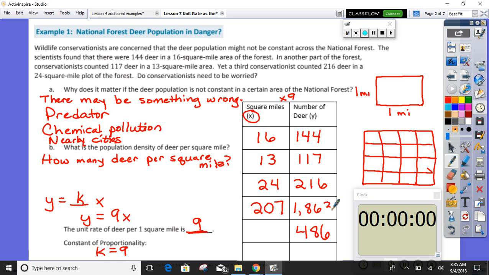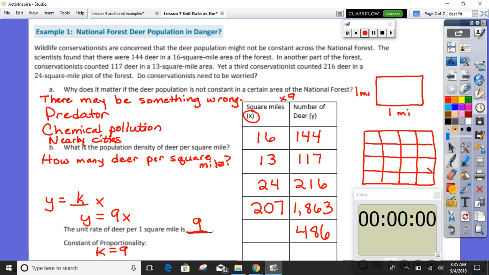1,863. And Carly, how did you get that number? I multiplied 207 by 9. Good, that's our rule in the table. If we multiply X by 9, we get Y. So if we multiply 207 times 9, we get 1,863.